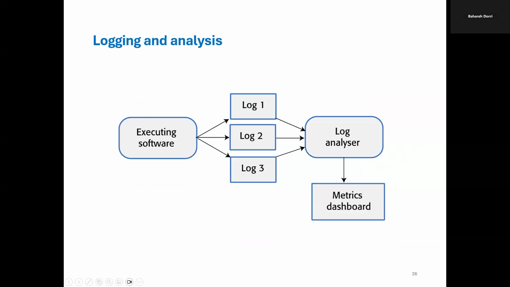This diagram gives us a simplified view of how logging and monitoring work in a DevOps environment and how we go from raw activity in the system to meaningful metrics. So over on the left, we start with the executing software. This could be your web app, API service, background job, and so on. As it runs, it generates logs. These logs record things like requests, responses, errors, resource usages, and timestamps. Basically, a record of what's happening under the hood.